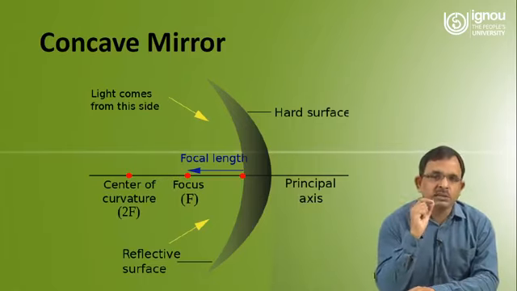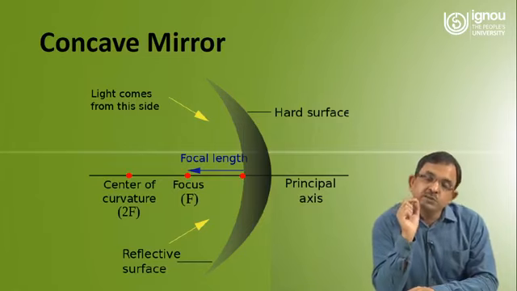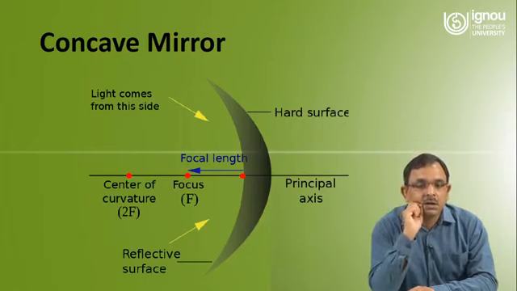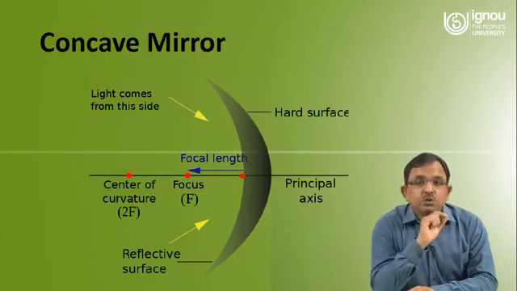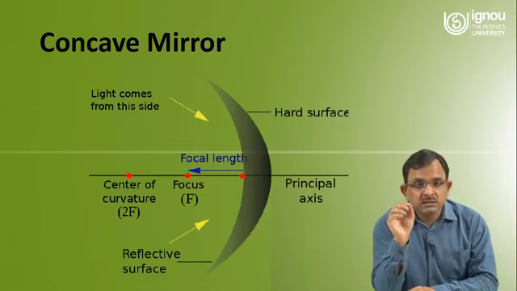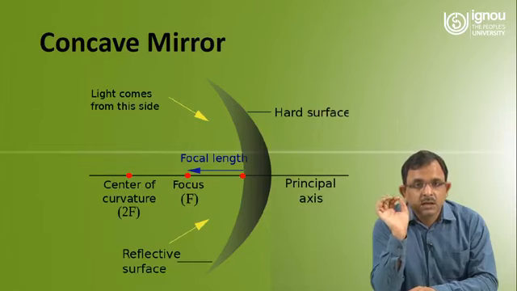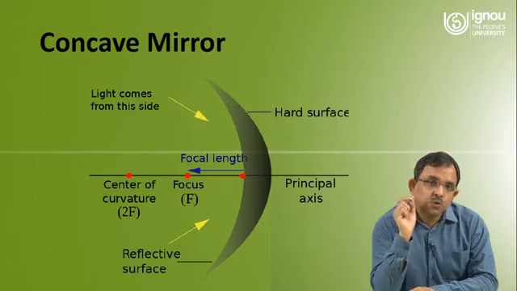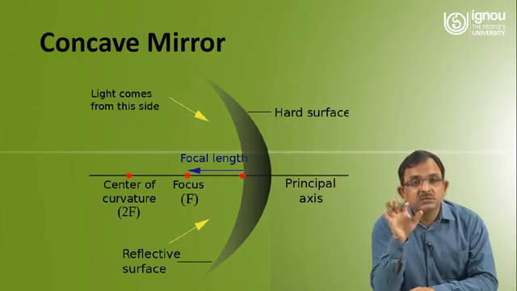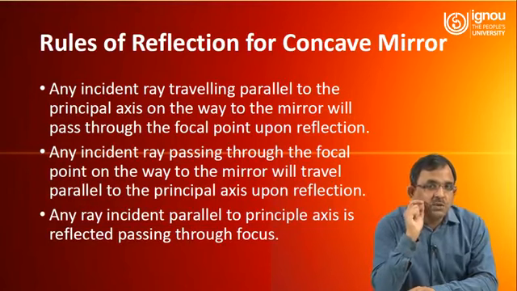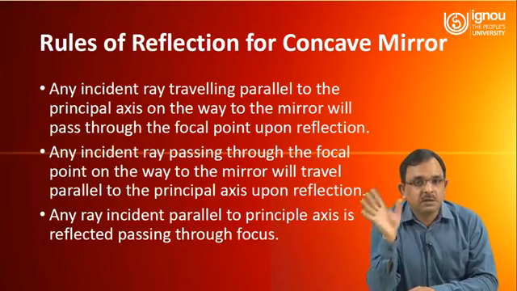Now there are some terminologies which you need to introduce to your learners before telling them how image is being formed in the mirrors. The line which passes through the focus and the center of curvature is basically the principal axis. Then what is the focus? What is the 2f? All these terms you need to explain to your learners, because when you explain these, only then you can introduce the rules of reflection for concave mirror.